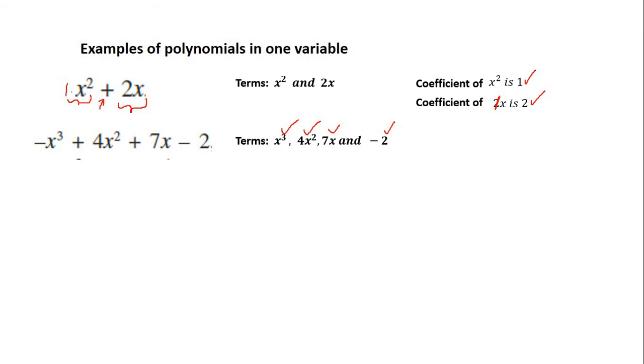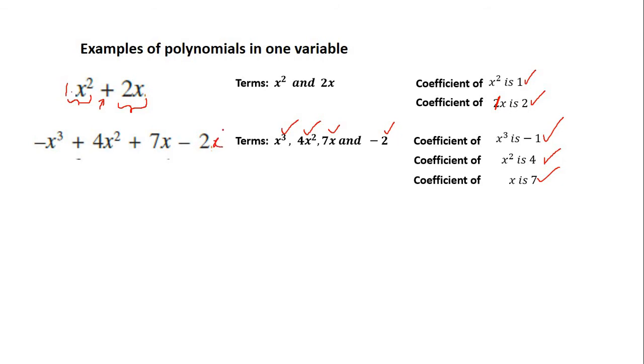If we talk about coefficients, the coefficient of x cube is minus 1. You can see the multiple is minus 1. The coefficient of x square, you can observe here, is 4. The coefficient of x is 7 here. And this is not a coefficient, this is a constant term, called so when the variable's power or exponent is 0. So here the constant term is minus 2. In this way you can identify a polynomial.